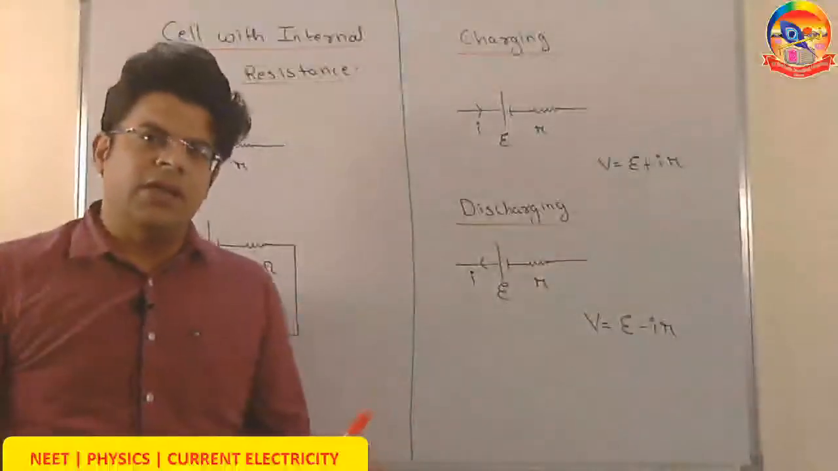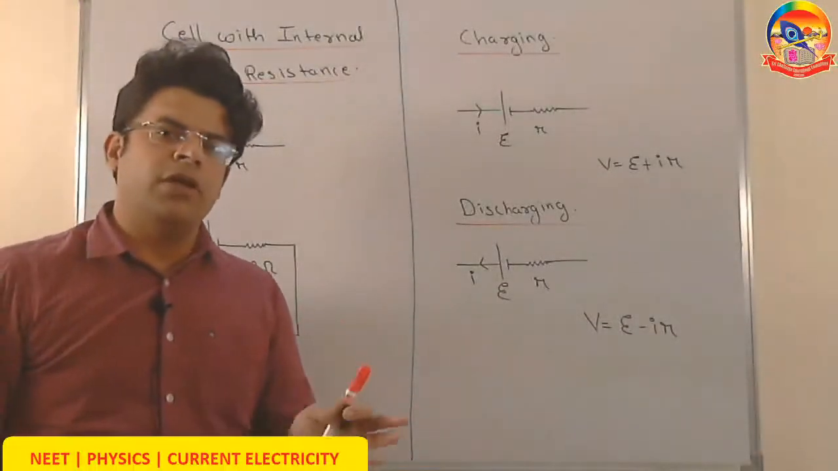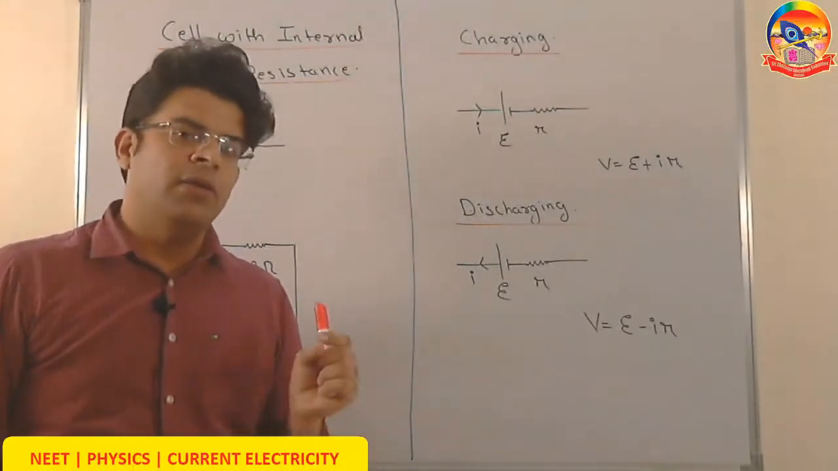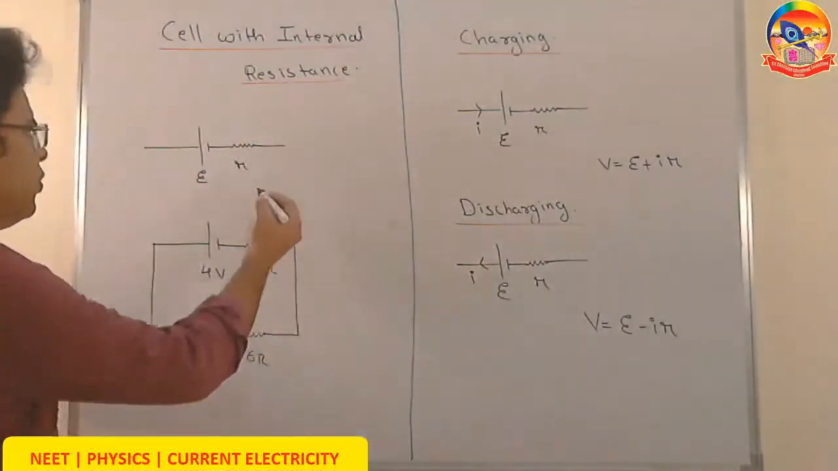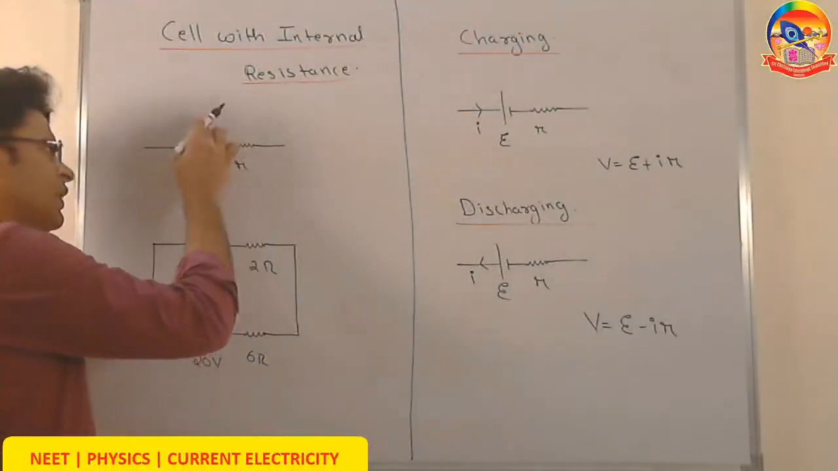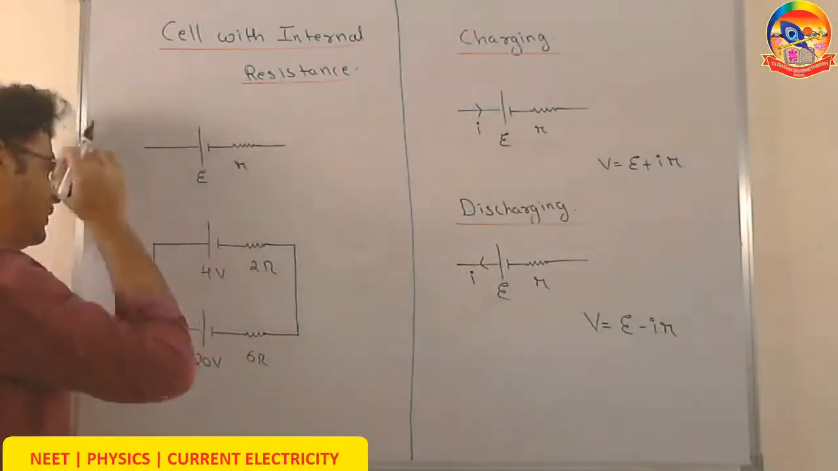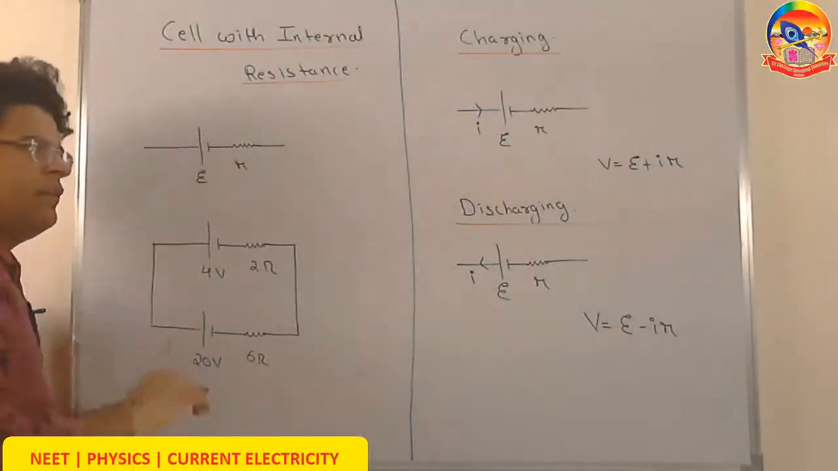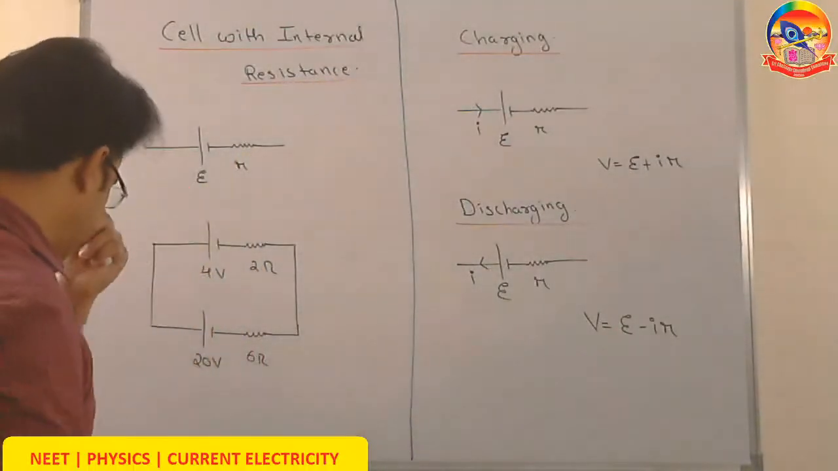The real world cell, apart from having the property of electromotive force, also has one more property, that is called internal resistance. Internal resistance, though being internal, is many a time shown outside in series. Sir, do I have to draw it on the right hand side or left hand side? It doesn't matter, you can draw it on any side.